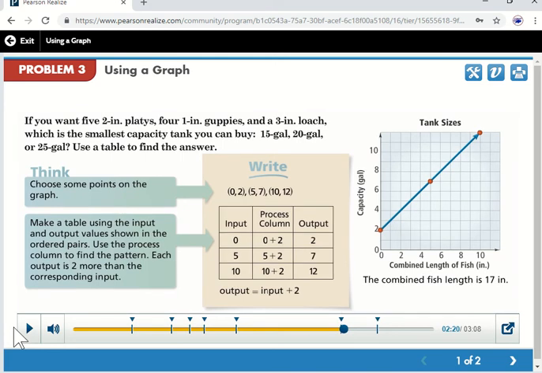Right, so not to just blatantly repeat what she just said, but it looks like the capacity will always be 2 more in gallons. The number of gallons will always be 2 more than the combined inches. So you always take whatever the inches are and just add 2 to that number, whatever it is, to get the gallons.